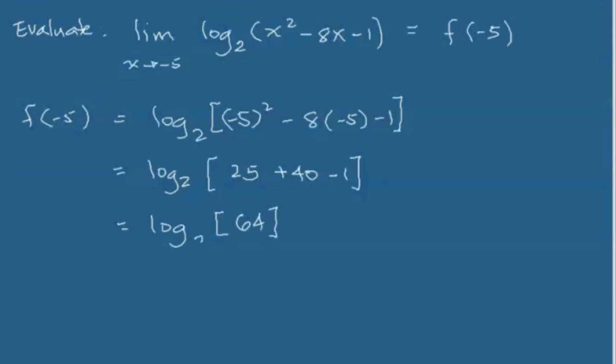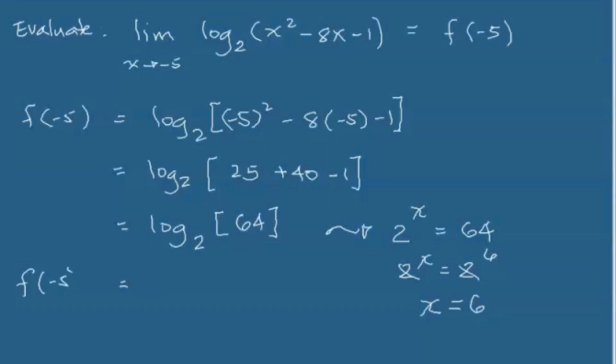So again, to write this into exponential form, what is the exponent of base 2 to give us 64? What is 64 in exponential form? That is 2 raised to the 6th power. So therefore, x is equal to 6. So the answer for this limit, as x approaches negative 5, is equal to 6.